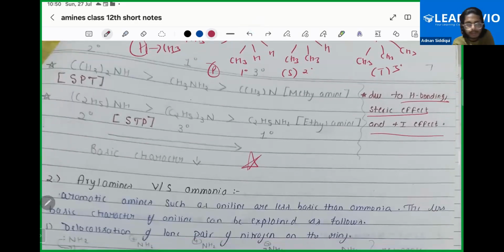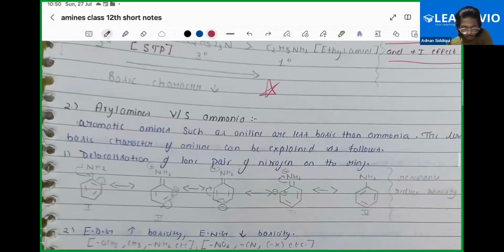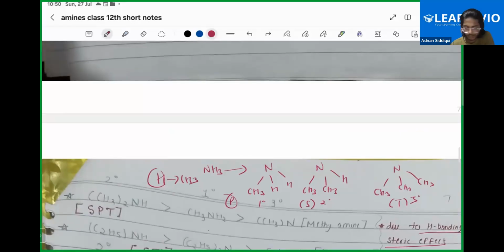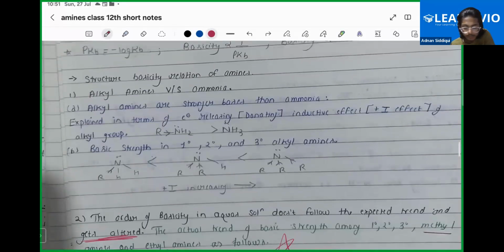So the basicity order is decreasing from left to right. The strongest one is secondary. Now, again, a question for you. We discussed the strength of alkylamine with ammonia. Now let us do the same but with arylamine.